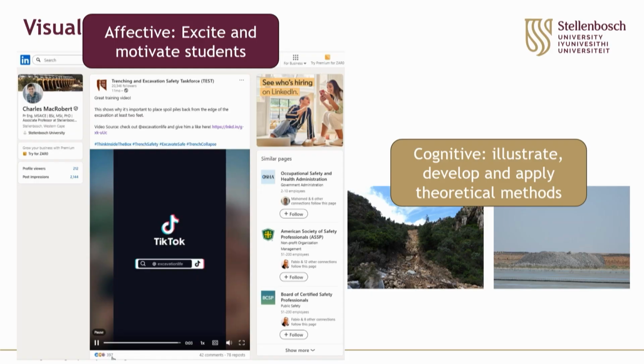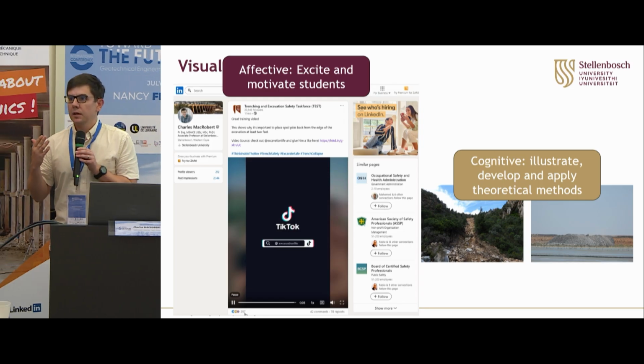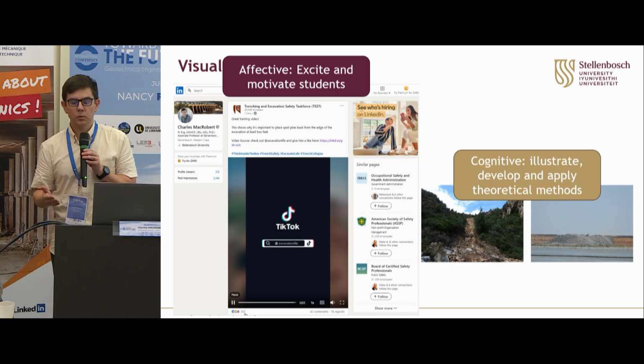And then we also have case studies in the course that are cognitive. Cognitive case studies are ones where we can illustrate, develop, and apply theoretical models. So these need to be fairly simple case studies where we can actually use the equations that we are teaching the students and show that they actually can work to make predictions.